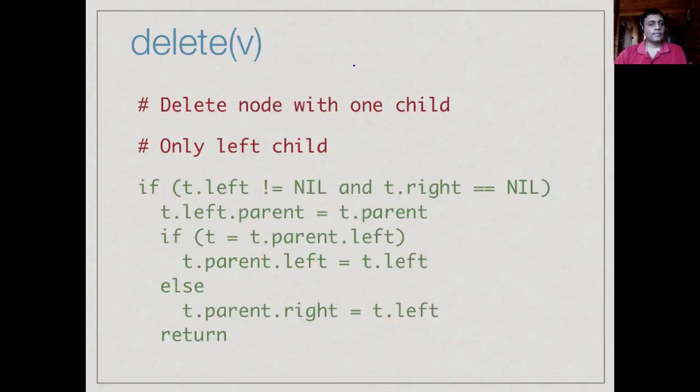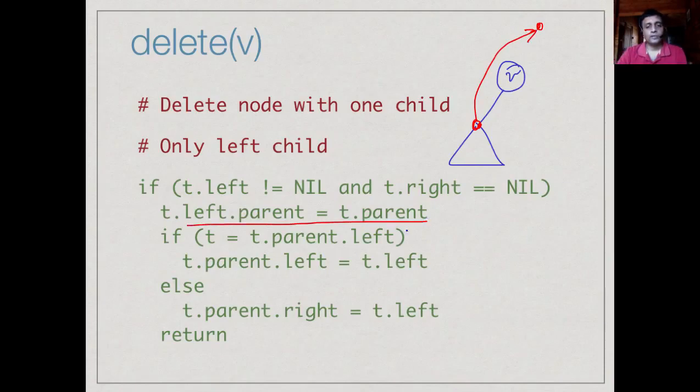So having considered the leaf case, now let's consider the case where you delete a node with only one child. The first case we will look at is when we are trying to delete a node which has only a left subtree. So left is not nil, right is nil. So what we do first of all is we look at this immediate left successor. This has a parent somewhere above it. So we first make this left child point directly to the parent. So t.left.parent is d.parent.